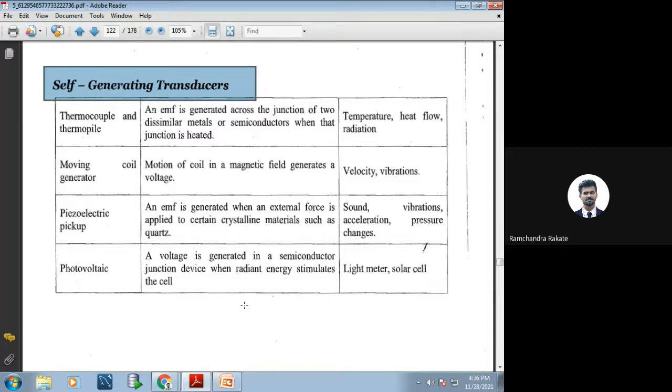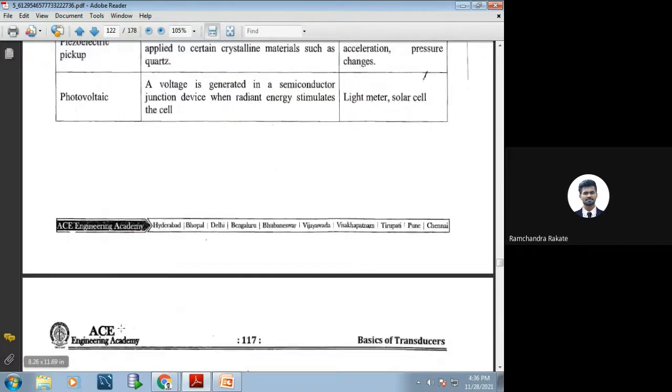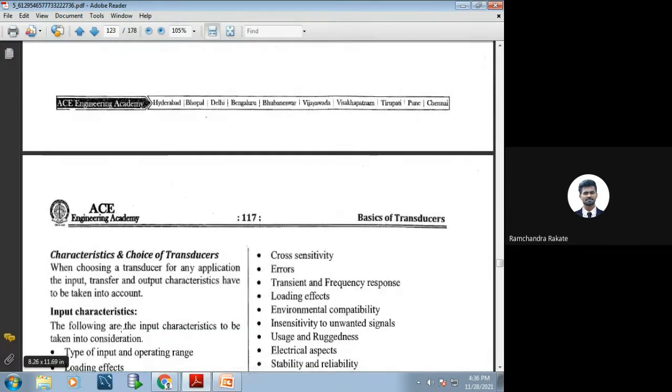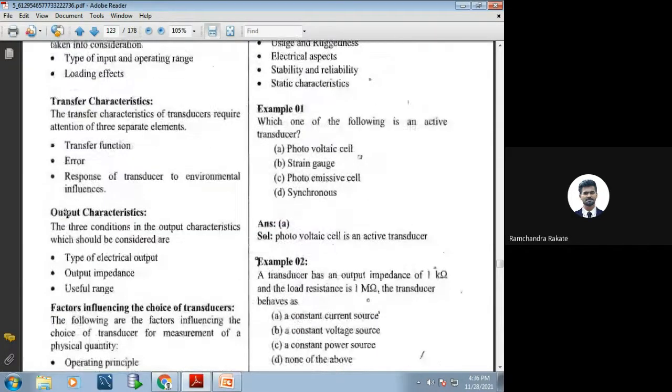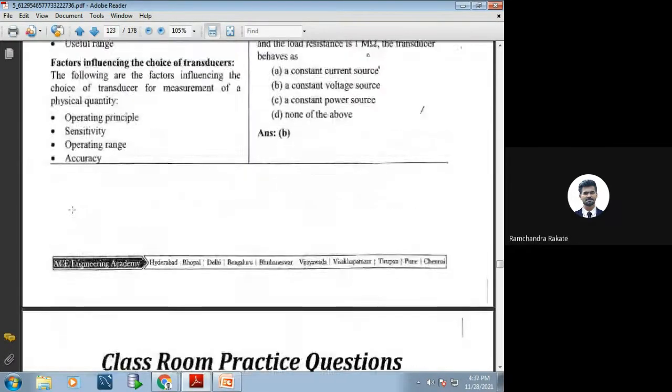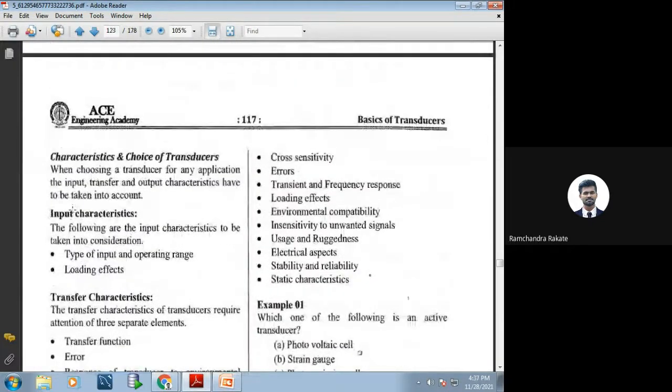Okay. So let us start with the next part, that is characteristics and choice of transducer. When we are choosing any kind of transducer, basically what do we look for? We look for the basic requirement of that particular transducer, correct?